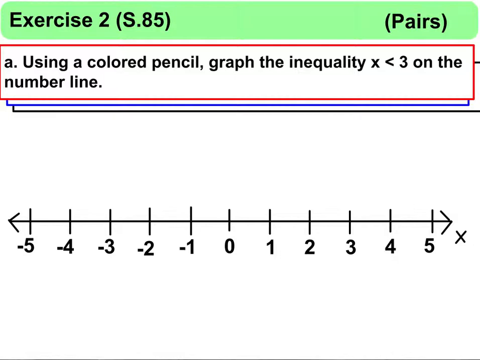So the students are given an opportunity to work in pairs here for exercise number 2, and they're encouraged to use a colored pencil in class for this. It says, using a colored pencil, graph the inequality x is less than 3. Since the box is in red, I'll do it in red. So x is less than 3. We go over to 3, I'm going to put an open circle, and I'm going to shade everything to the left.